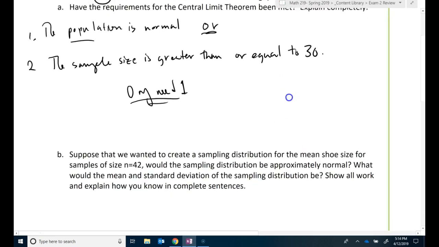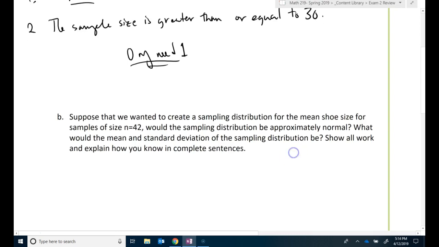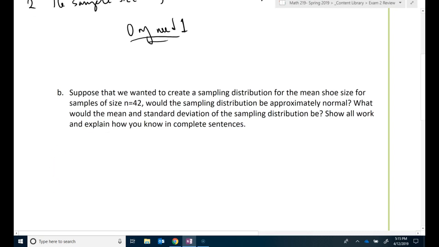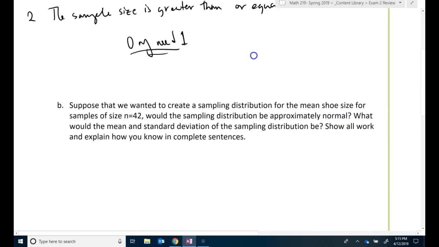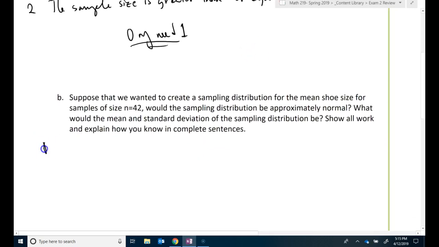Now, B. Suppose that we wanted to create a sampling distribution for the mean shoe size for samples of size n equals 42. Would the sampling distribution be approximately normal? And then it asks us, what would the mean and standard deviation of the sampling distribution be? And we want to show all of our work. Well, these are the requirements for the central limit theorem, and then these are the results. We call them the results of the theorem.